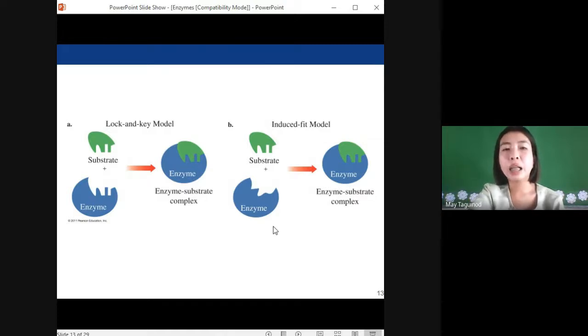Basically, in this induced fit model, the active site molds itself around the substrate. It's still a specific pairing, but the active site changes shape to fit even more. And as before, the enzyme-product complex is produced and the product is released.